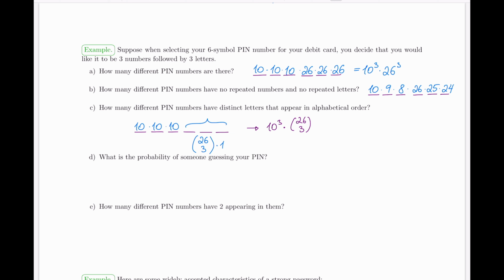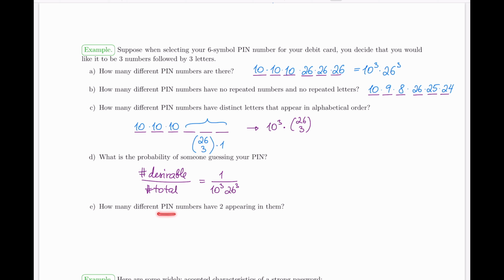What is the probability of someone guessing your pin? Well, how many different pins are there? We've already calculated that. How many of them are going to be a desirable outcome? How many pins do you, as a person like that, use for a specific person? 1. So, remembering our formula for the number of desirable outcomes divided by the number of total outcomes, there is only one pin that you would want to guess, and there is altogether 10 cubed times 26 choose 3 options that are available to a hacker.